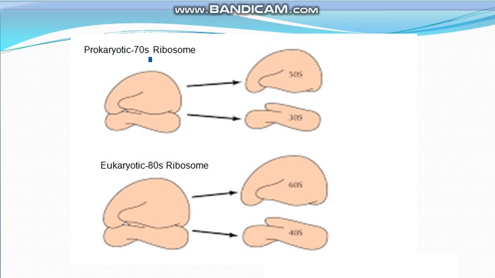If we talk about the subunits, as I told you, in prokaryotes the ribosome is 70S. So this is a 70S ribosome and it has two subunits. The bigger one is 50S and the smaller one is 30S. In eukaryotes, it is an 80S ribosome and its two subunits are these: the larger subunit is 60S and the smaller subunit is 40S. So these are the subunits in prokaryotes and eukaryotes.